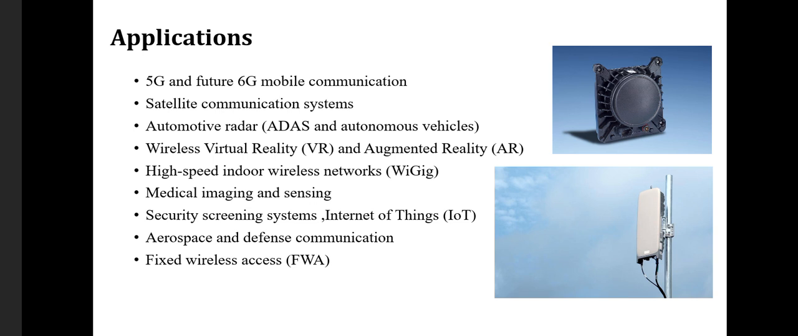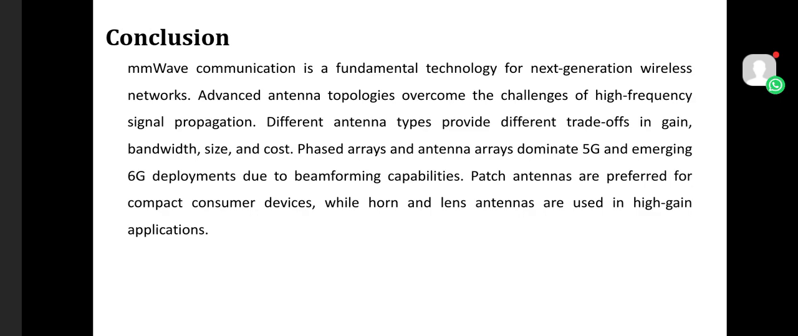For medical imaging and sensing, we use very small antennas which are very flexible, like graphene structures can be used here, since the patients or the humans should not get any disturbance while on-body or off-body linking. Security screening systems and Internet of Things find major applications, and aerospace and defense communications can be used. Fixed wireless access are applications of these devices.